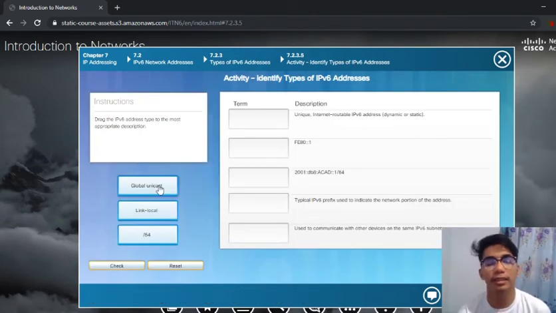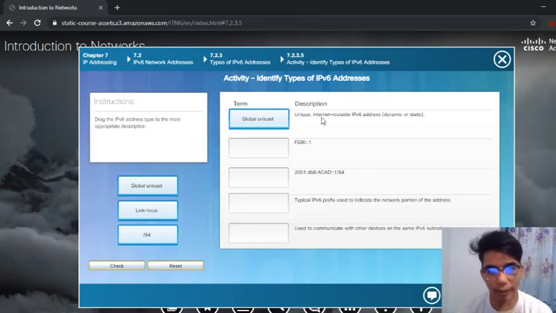Hello guys, this would be the 9th activity, I think, for chapter 7, and as far as I know, chapter 7 has many activities. Then let's try to answer it. Drag the IPv6 address type to the most appropriate description. First one, unique internet routable IPv6, dynamic or static. Then it would be global unicast because of this internet routable IPv6 address.